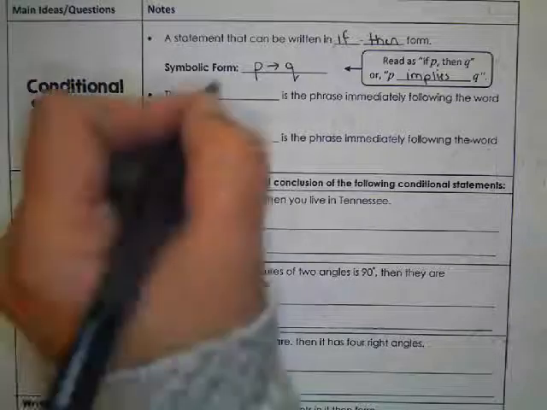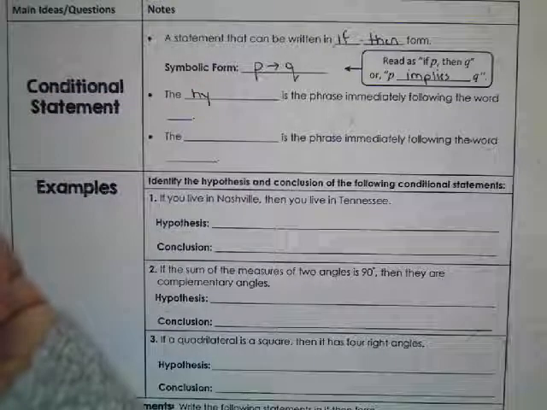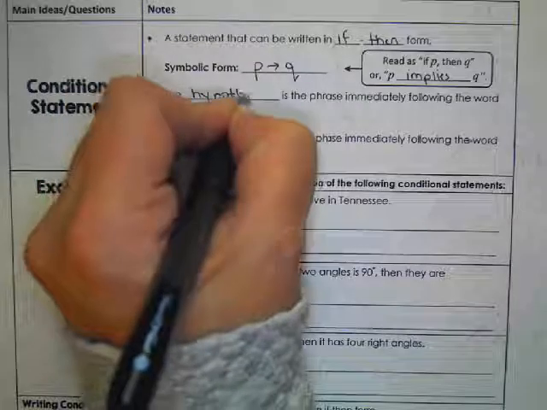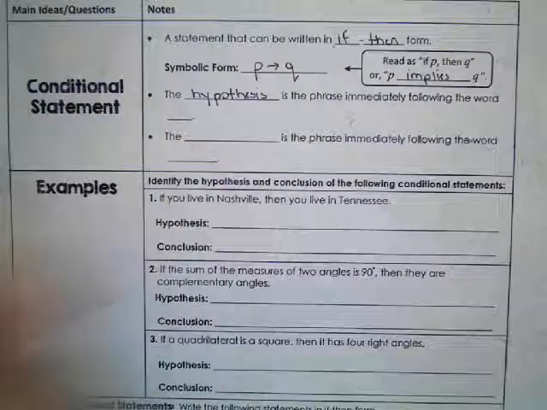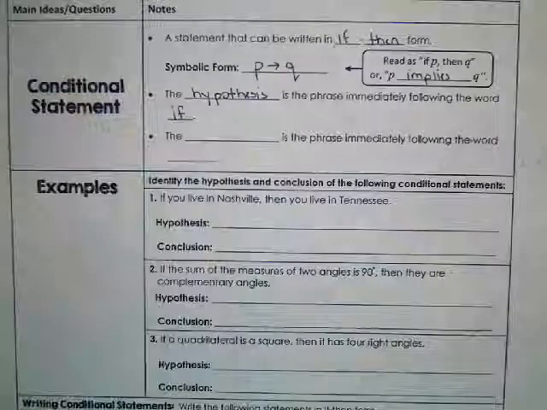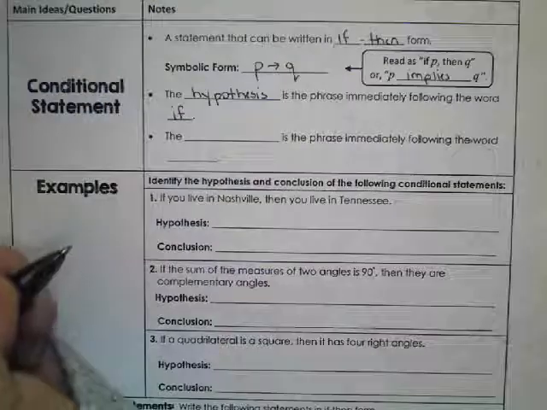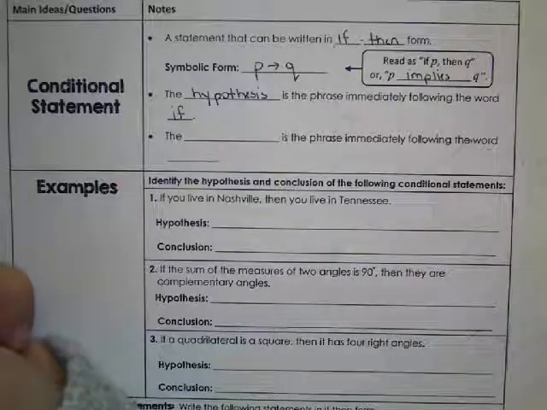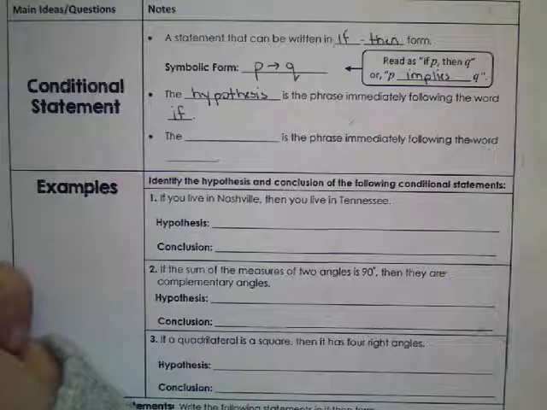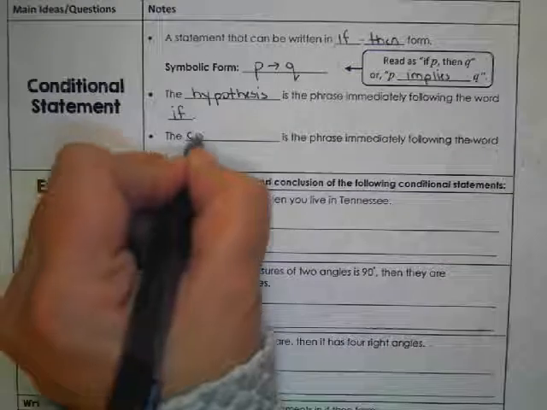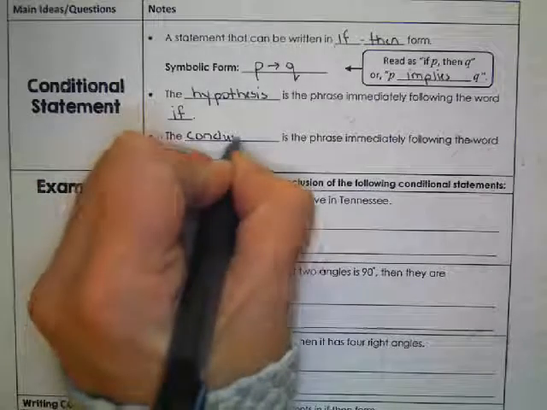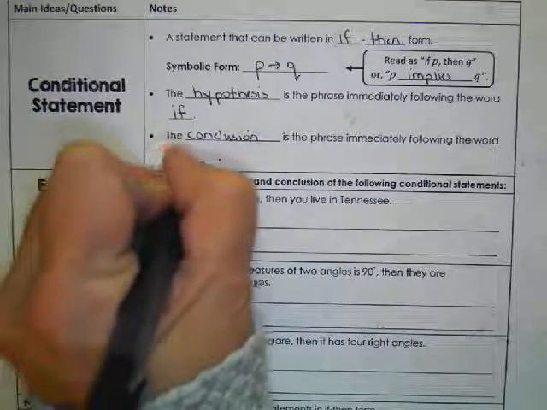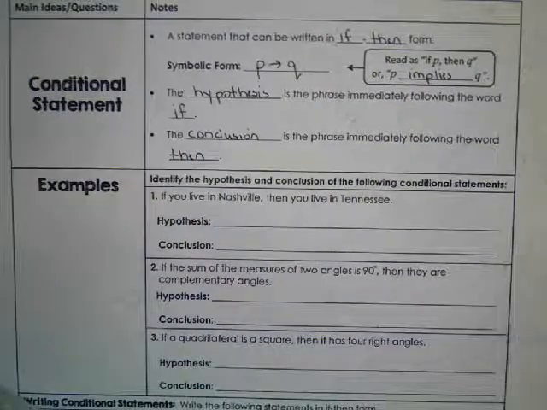So the hypothesis is the phrase immediately following the word if. Your parents may say, if you take out the garbage. And then the conditional is what will happen if you do take out that garbage. So the conclusion is the phrase immediately following the word then. Then you can go out with your friends.